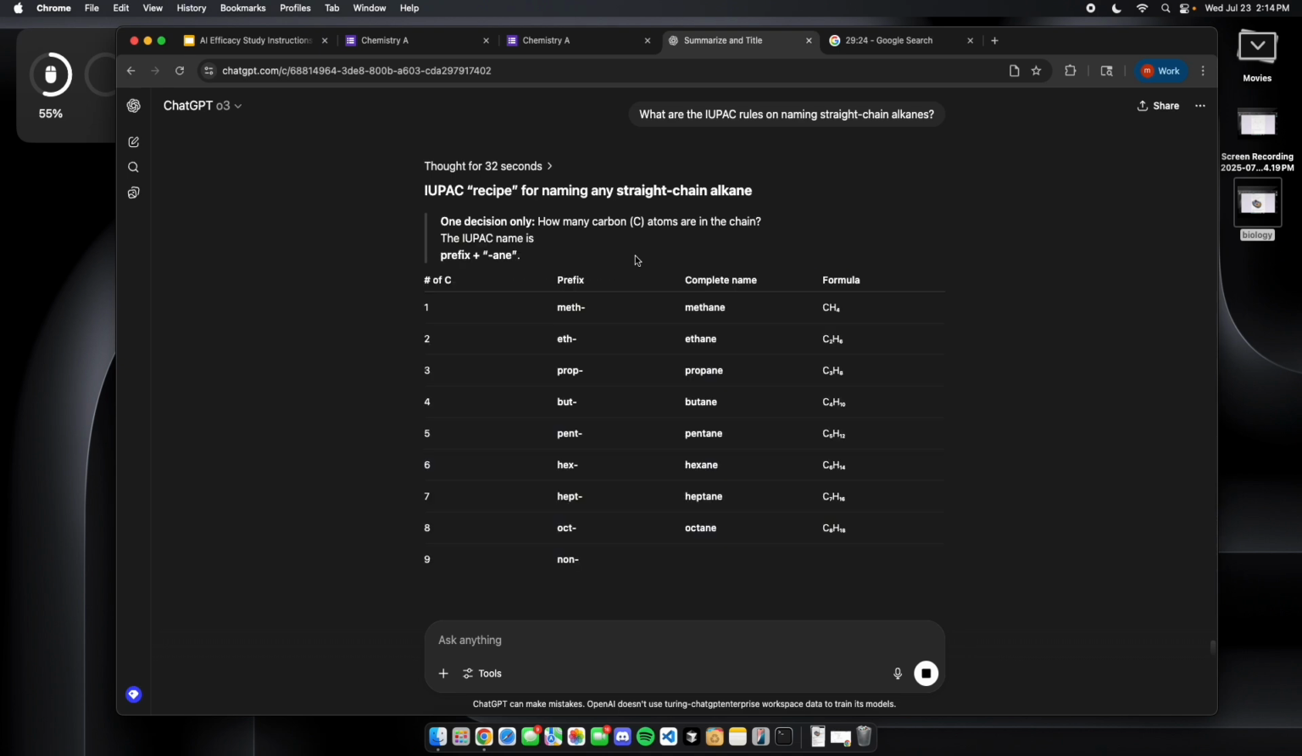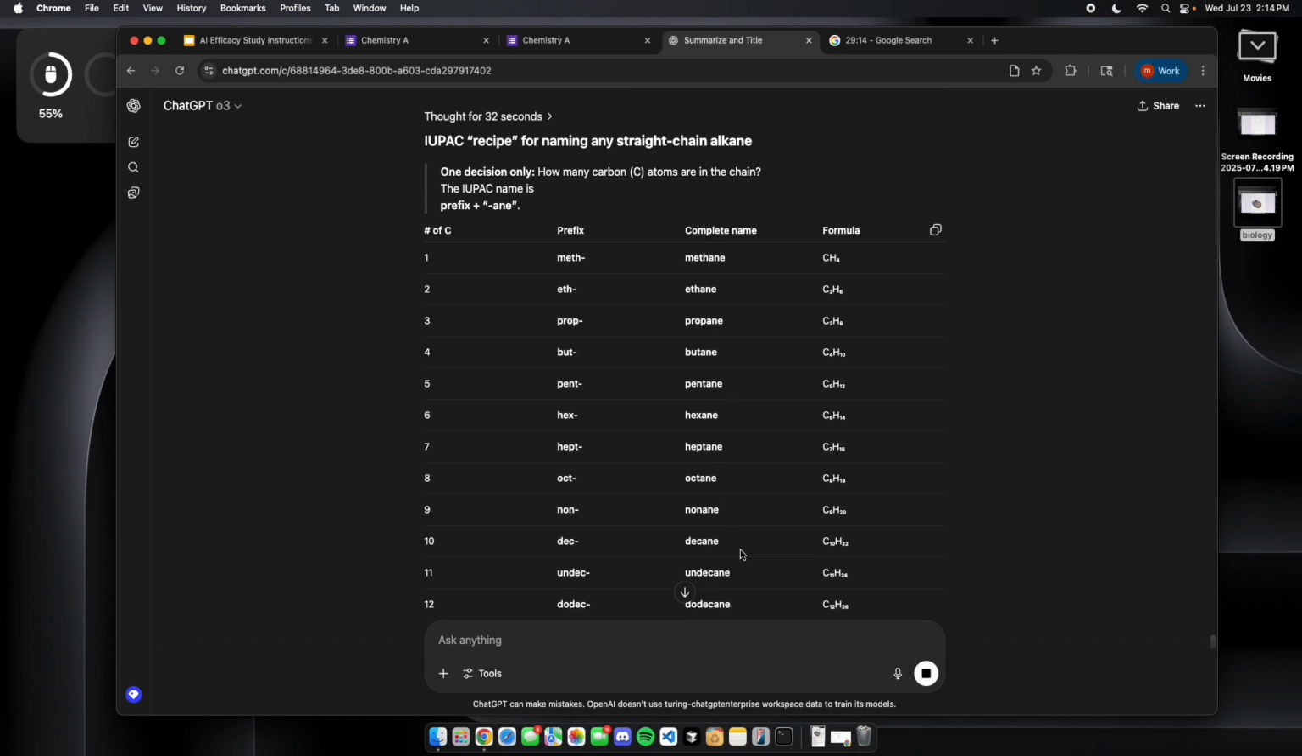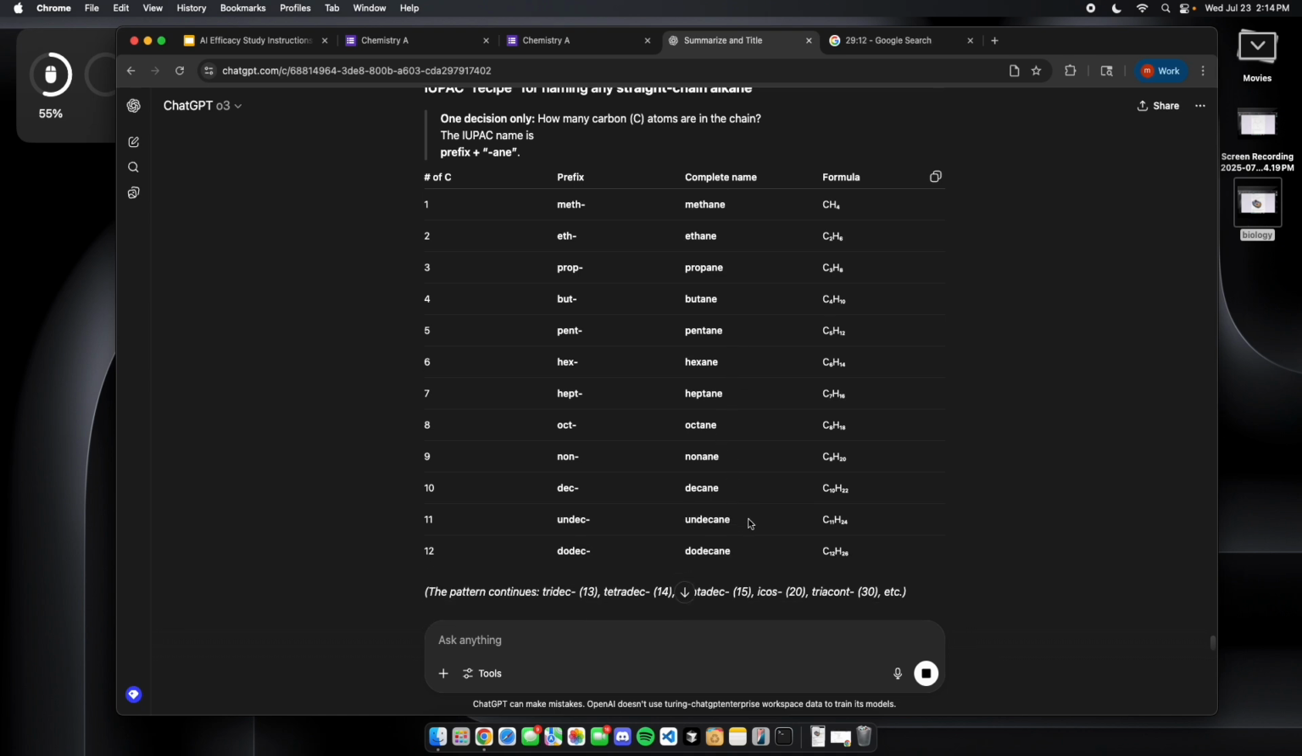IUPAC recipe for naming any straight chain alkyne. Okay, so this was what we were looking at earlier: methane, ethane, propane, butane, pentane, hexane, heptane, octane, nonane, decane, undecane. So from pentane and up, it's pretty obvious what it's referring to. However, for butane, we just have to remember that methane is 1, ethane is 2, propane is 3, butane is 4.